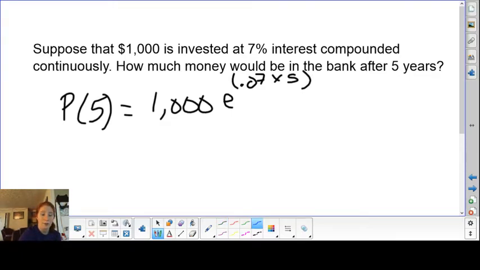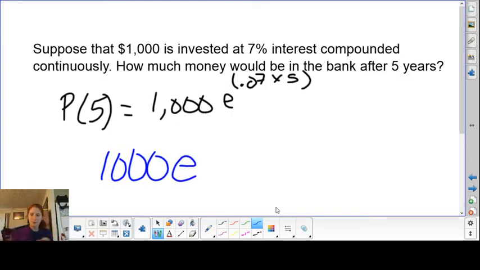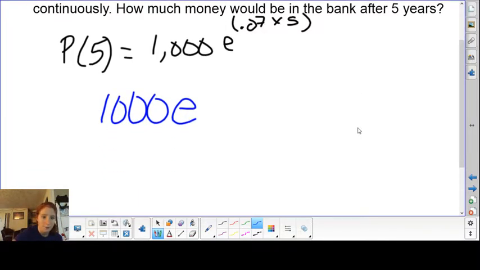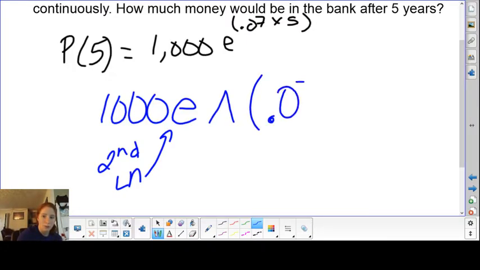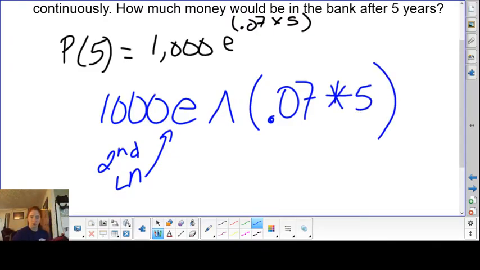So in my calculator, when I plug this in, I'm going to have 1,000. The E button, which I need to hit second, and then ln. So let me scroll down a second. That's how you get your e. And then you're going to see this kind of guy pop up, and you want to do the 0.07 times 5 in parentheses. Oops, let me clear that. So it should look like such.